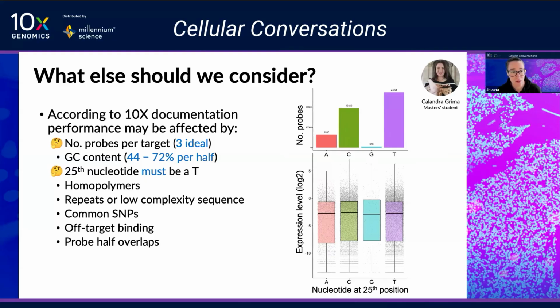And we also looked at homopolymers, repeats, low complexity sequences, SNPs, and things like that. And our RA, Victoria, who was building the probe design software, built all of these heuristics into the design process. And so we've now got a software package that can design fusion probes for us for Flex.